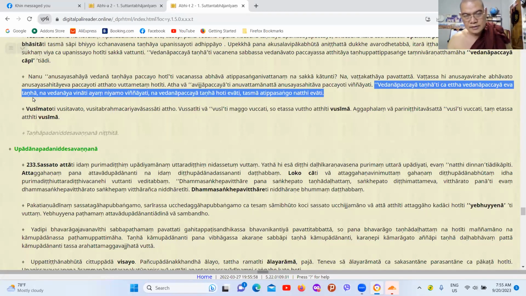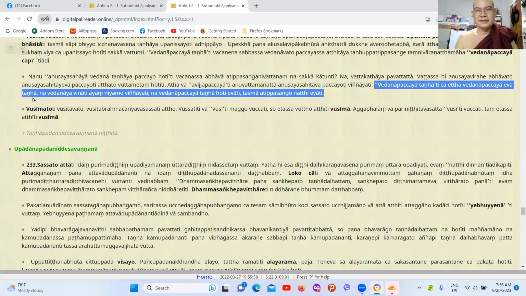Okay. So are you clear with this? I have a question though. What about the puthujjana, when he takes the vedana of an arahant as an object, tanha can arise in him, right? Yes, of course tanha can arise, because he takes the vedana of the arahant as object. That means he has tanha.